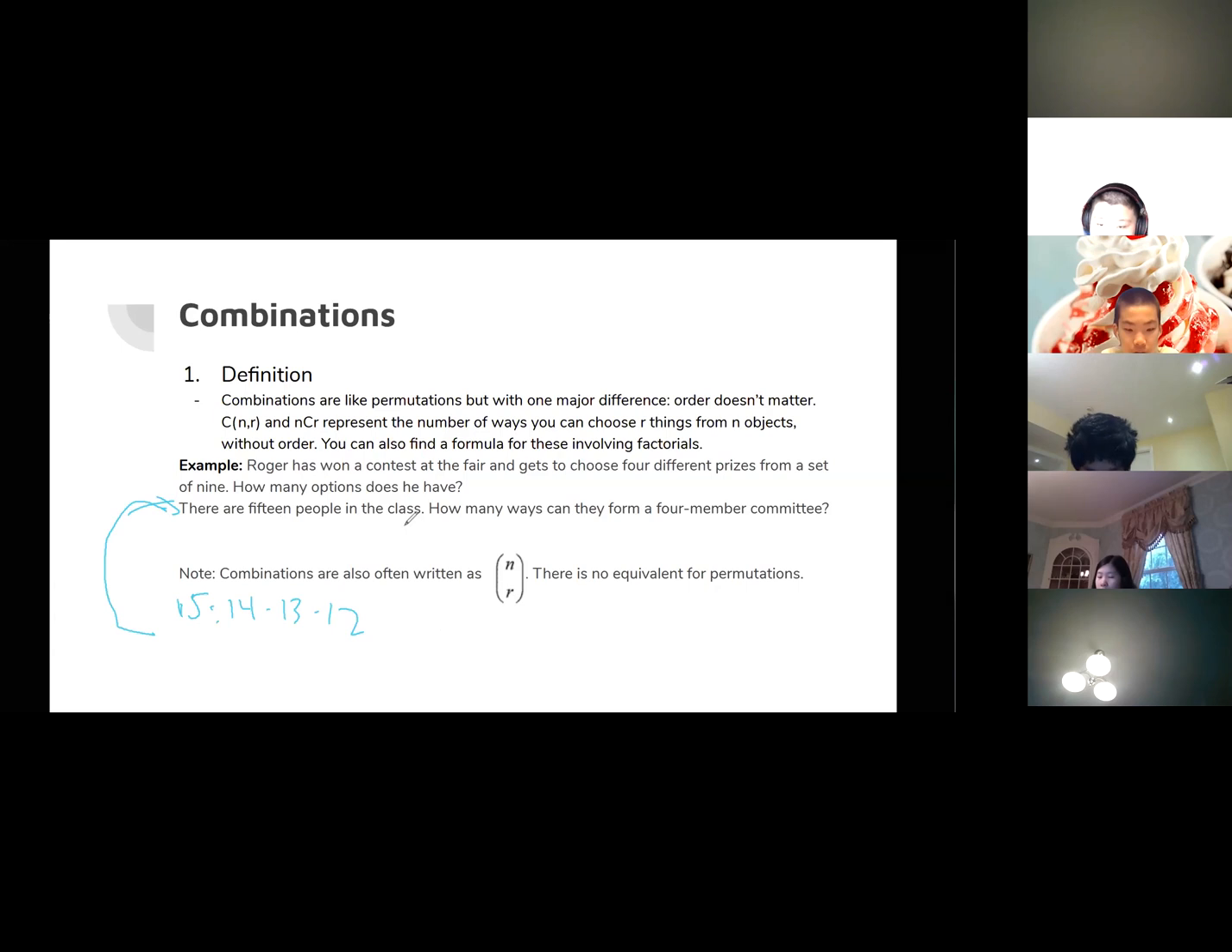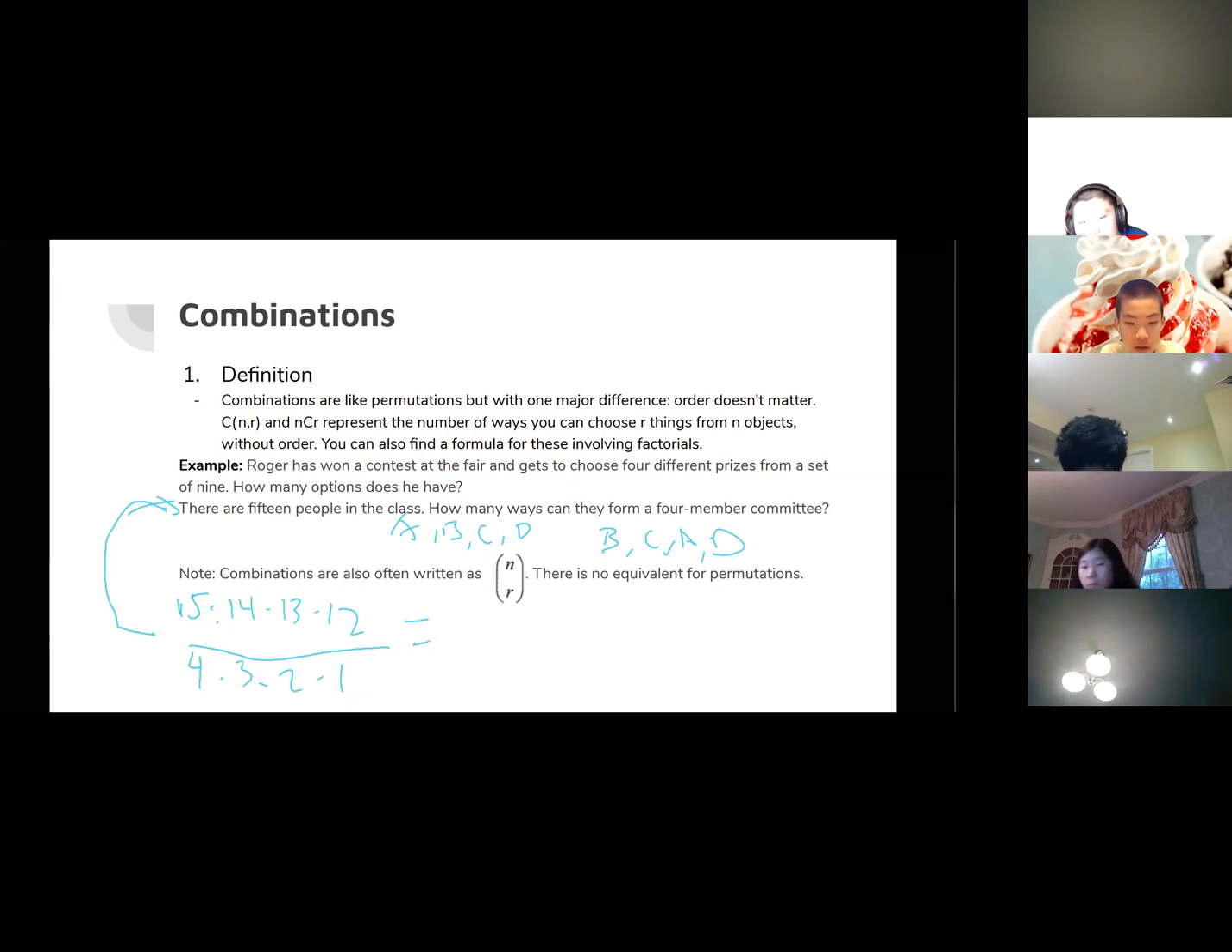But of course, because they're just a committee, they don't have an order. So if you choose students A, B, C, D, it's the exact same as students B, C, A, D. So then we have to divide by the number of ways you can order these students, which is simply 4 times 3 times 2 times 1. So this is always the way you get a combination.